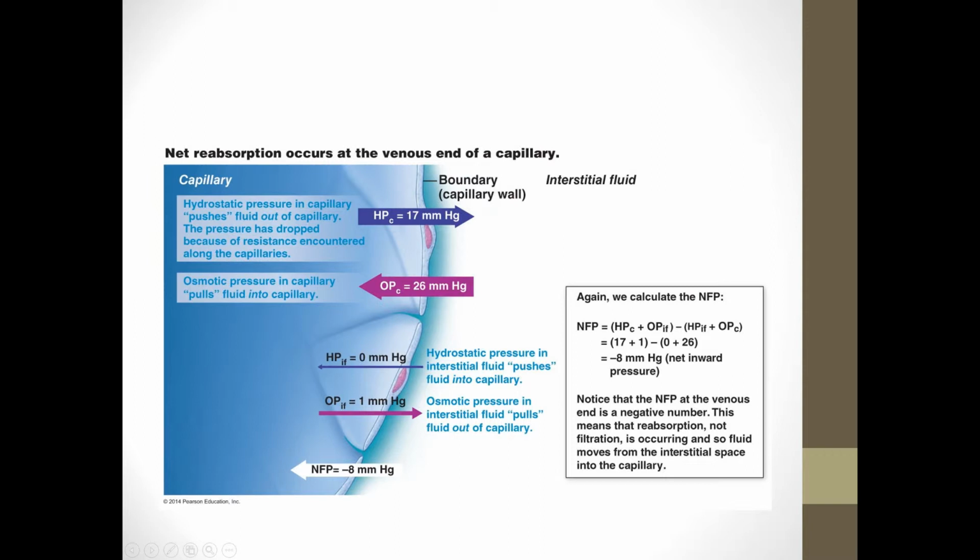So it says, notice that the net filtration pressure at the venous end is a negative number. This means that absorption, not filtration, is occurring. So fluid moves from the interstitial space back into the capillary.